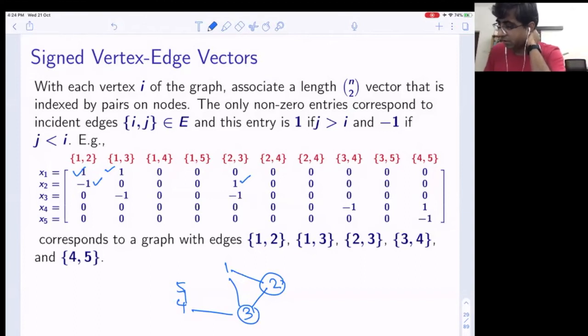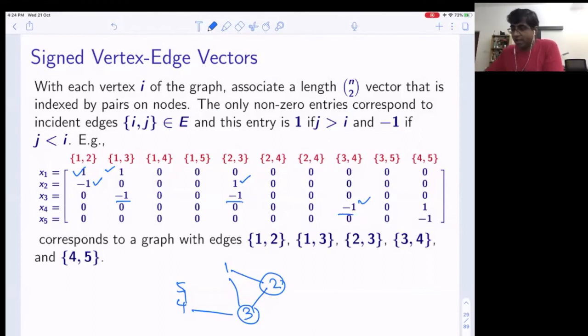coordinate, and the 2,3 coordinate. Both 1 and 2 have a lower index than 3, so there is a -1 in each. Similarly for 4, there is only one edge incident to it from 3, the 3,4 coordinate, so -1.